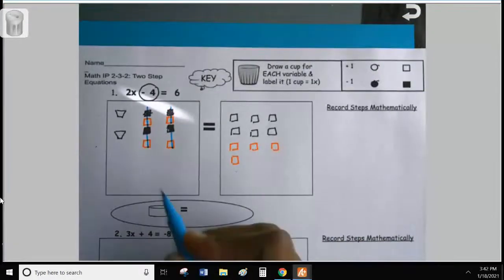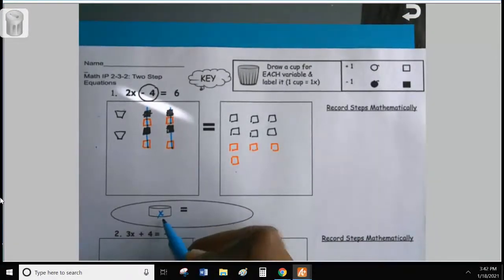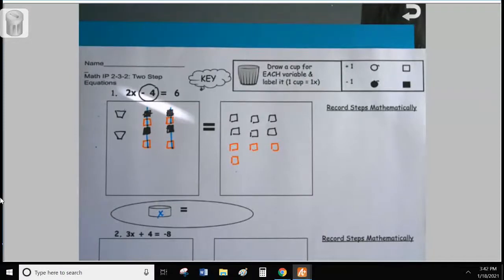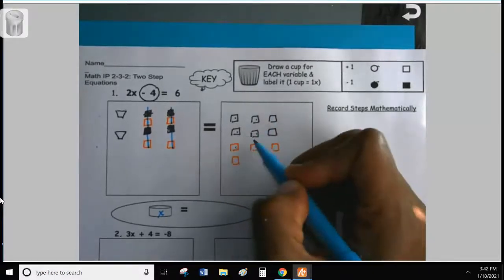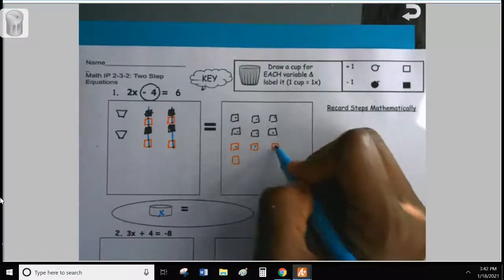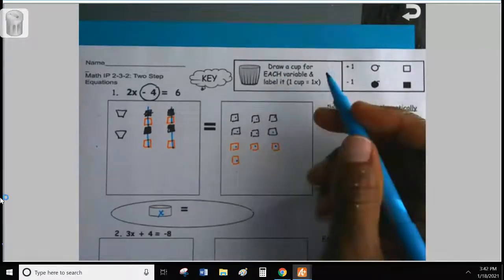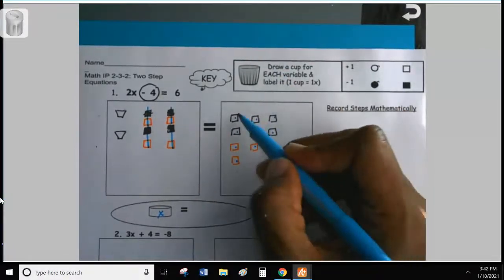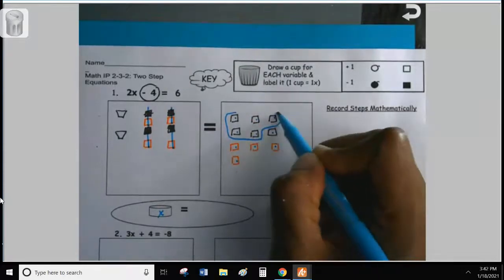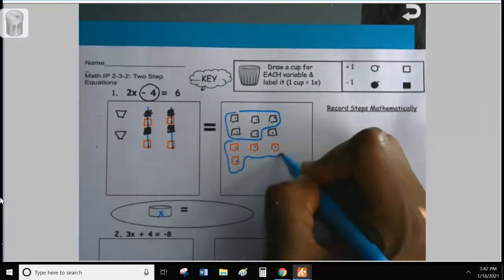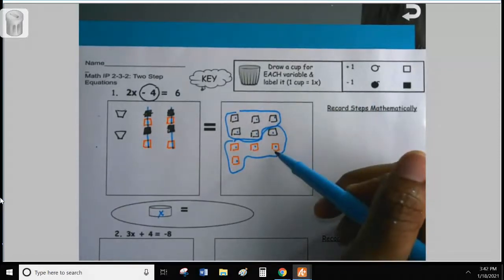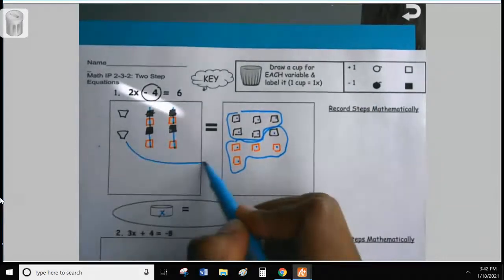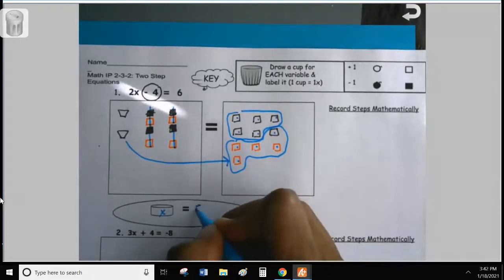Well, I just want to know what's the value of one of the x's. So what am I going to do? I'm going to take those 10 counters and divide them among the 2 cups. So 1 for you, 1 for you, and so on. They're evenly divided among these 2 cups, and in each one I will end up with 5. So I have 10 being divided by 2, so x will equal 5. So 1 cup is going to be equal to 5.